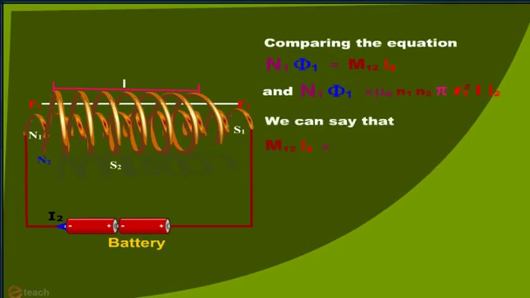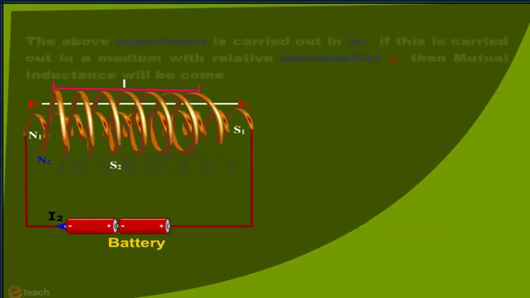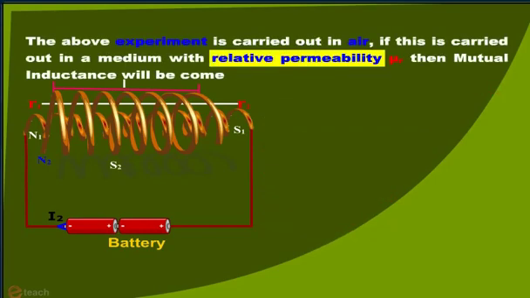M21 I1 is equal to mu naught N1 N2 pi R1 square L into I1. M21 equals M12, that is equal to M, where M is equal to mu naught N1 N2 pi R1 square L. The above experiment is carried out in air.